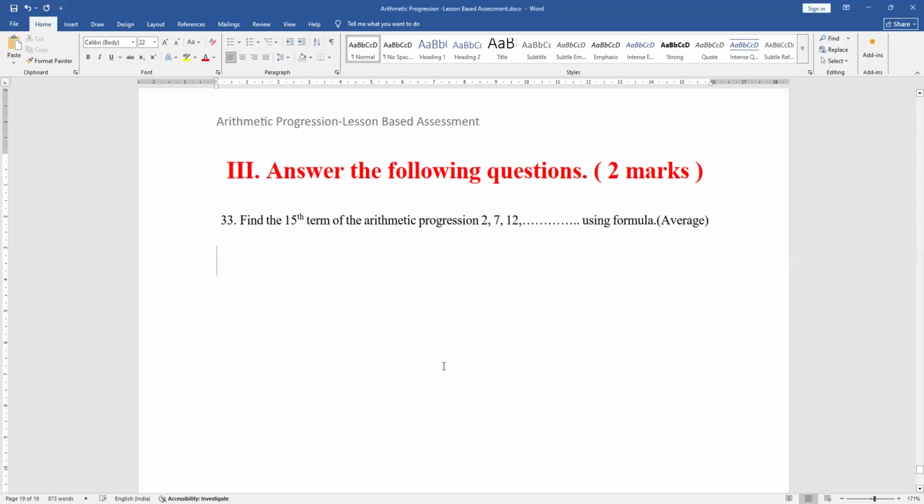Yes, friends, I move on to the next question. So it's the third main, and each of the questions carries 2 marks. We have the first question: find the 15th term of the arithmetic progression 2, 7, 12, and so on using formula.